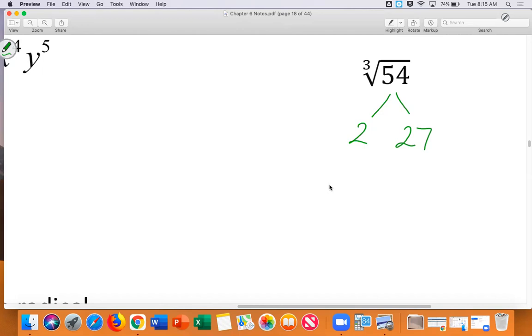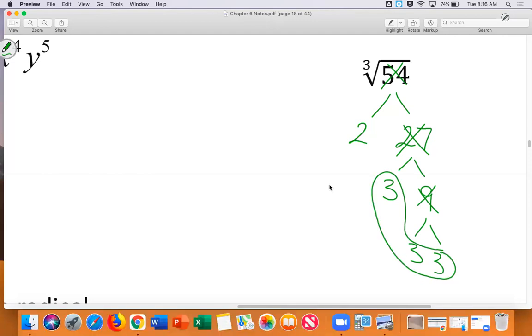Now we have 27. We know we can't break down 2. Can we break down 27? The answer is 9, so 9 times 3. And then it's easy to see 9 is 3 and 3. Now, do you have a group of 3? Yeah, we actually have one group of 3.